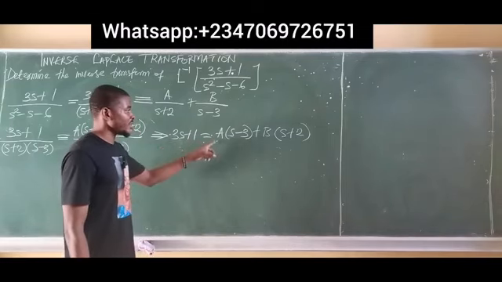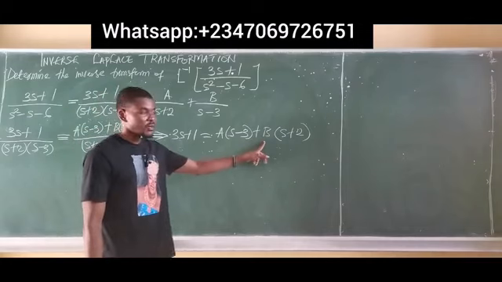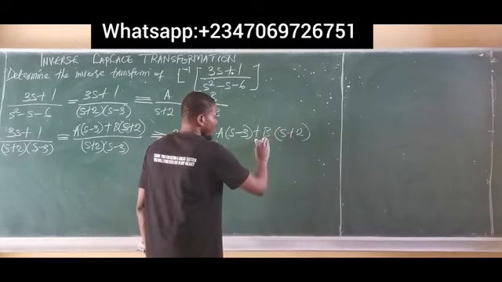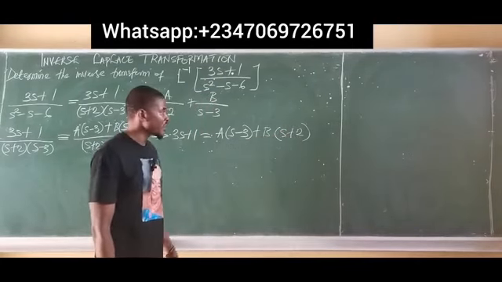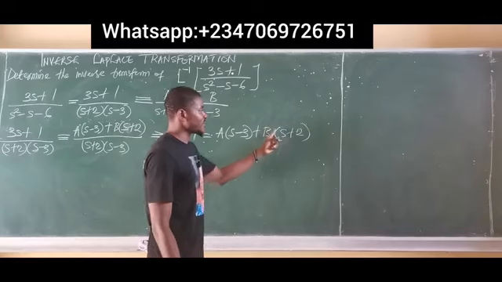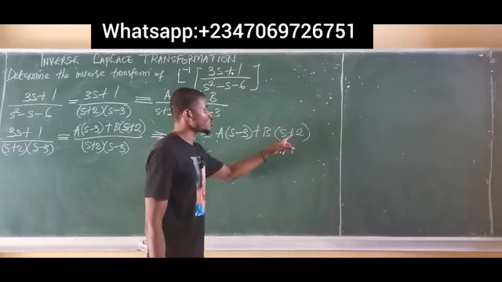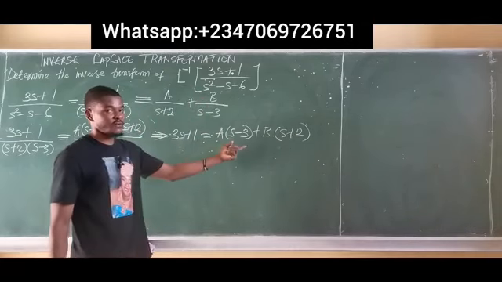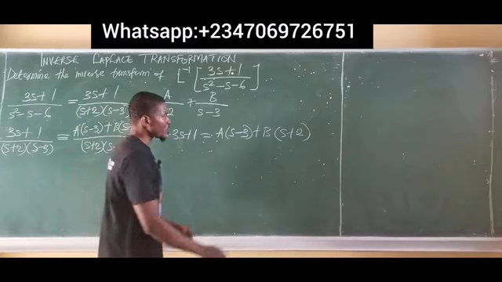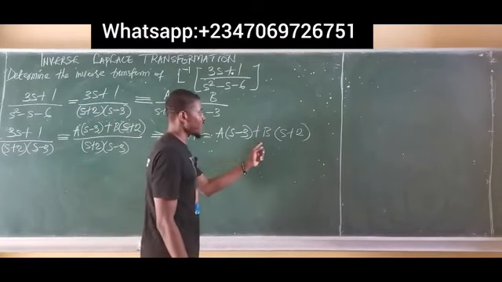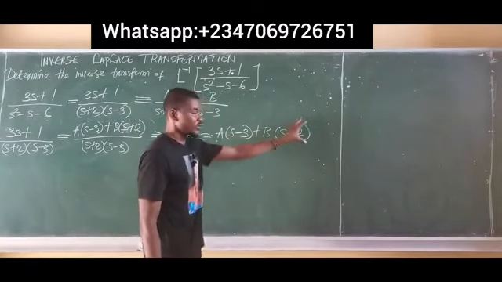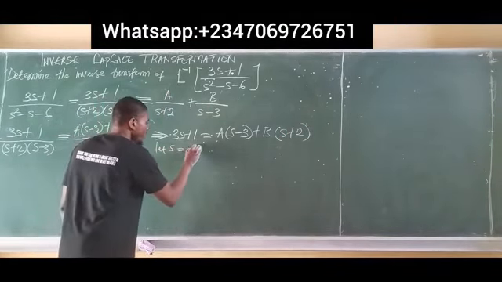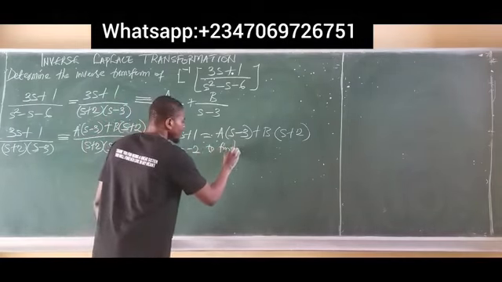In order to find a, I will need to make b 0. But how do I make b 0? I need to find a value of s that will nullify the effect of b from this equation. I have b times s plus 2. That means if s is minus 2, I will have minus 2 plus 2, hence it becomes 0. b times 0 becomes 0. Therefore, I can find the value of a. So, in order to find a, you consider the value of s to be minus 2. That will cause b to become 0 here. So you say let s be equal to minus 2 to find a.